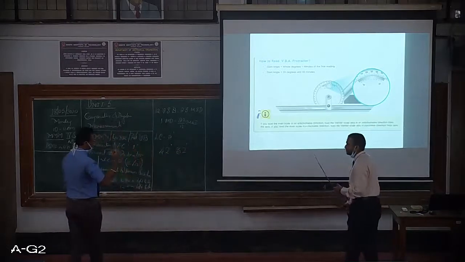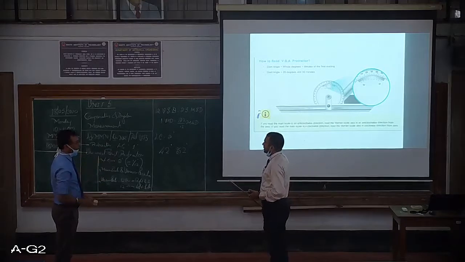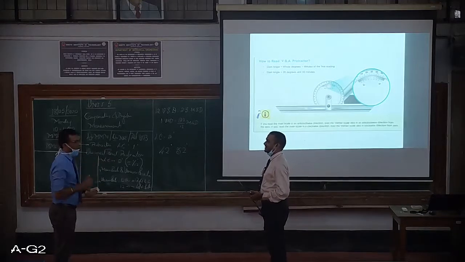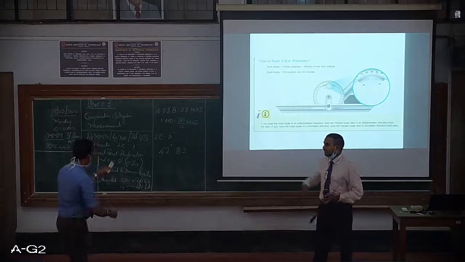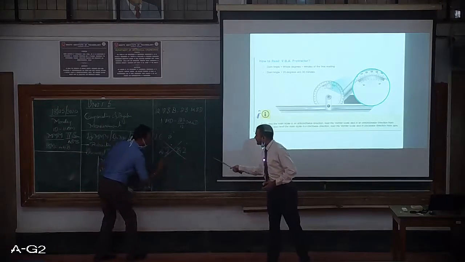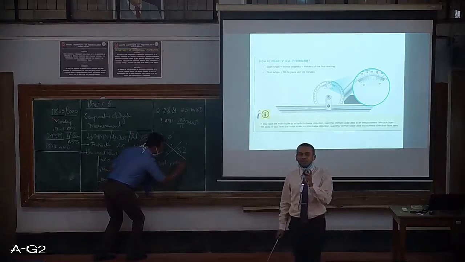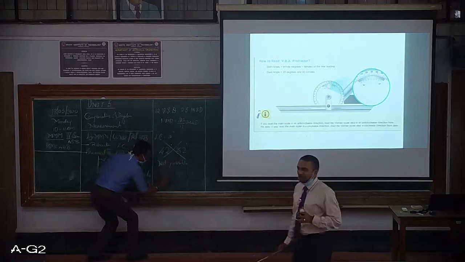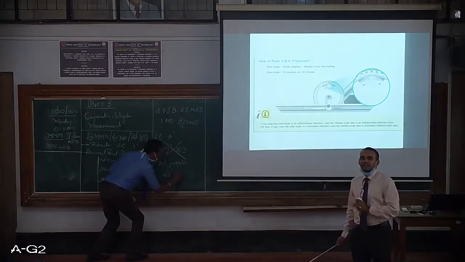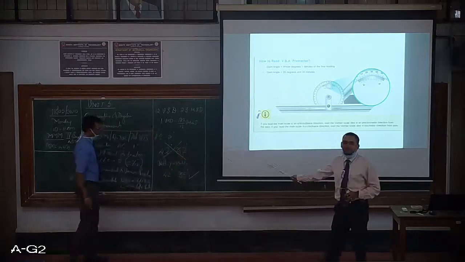I have one question. Yes, sir. Can we read 42 degrees, 32 minutes? No, sir. The reason why we cannot read this particular value is that, as I said, the minimum value is 5 minutes. So only multiples of 5 can be read: 30, 35, 40, 45, 50, and so on.